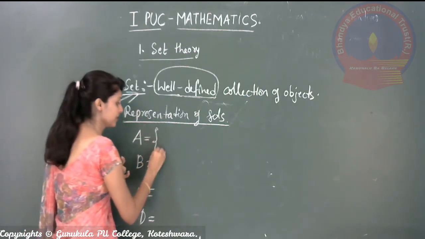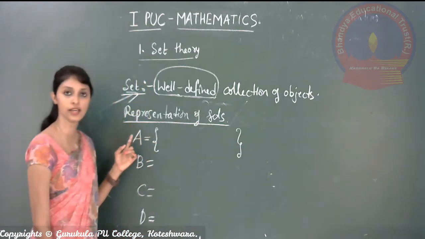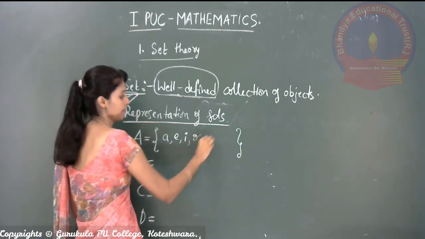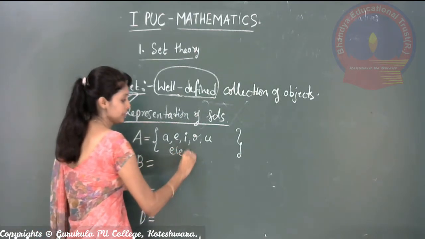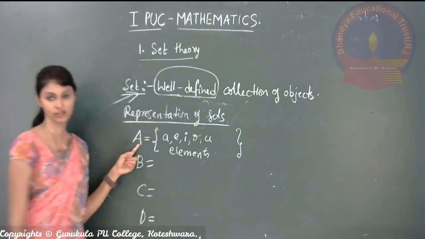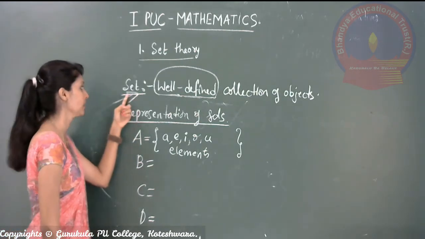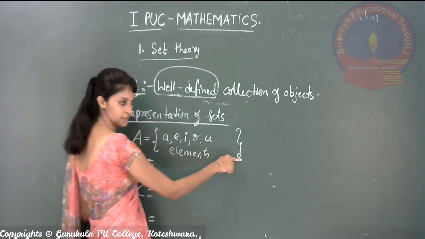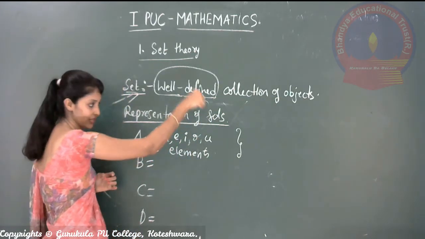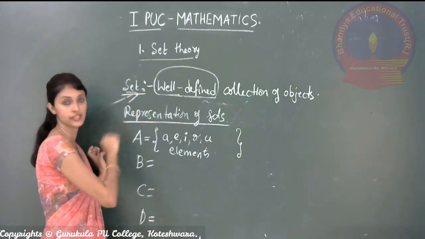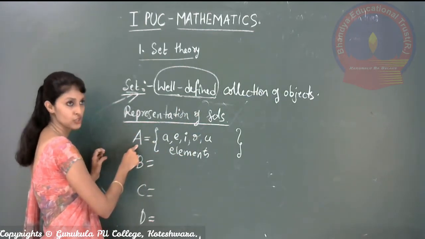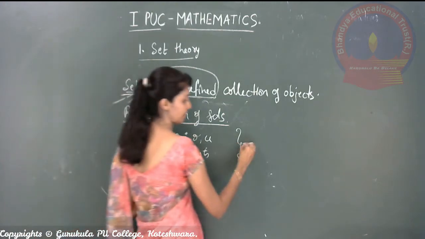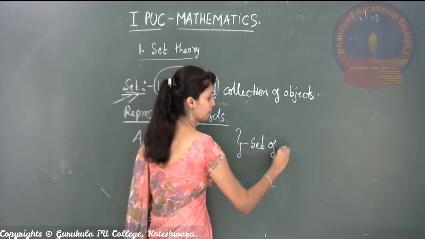Sets are always represented by capital letters, and the elements we are calling here A, E, I, O, U. Say for example, these are all called the elements of the set. So try to remember this. Sets are always represented by capital letters and flower brackets. Inside that, whatever objects we write are called the elements of the set A. So how do we read this collection? You have to remember this, students, that is set of all.